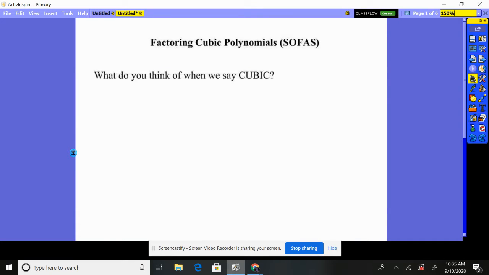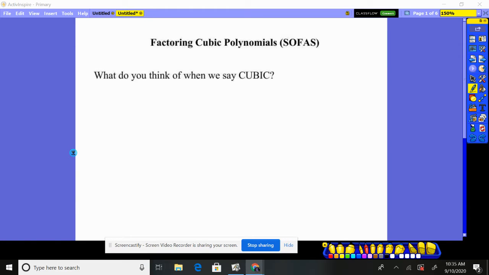All right, we want to look at section 2-4 in Trig, which is going to deal with cubic polynomials, factoring cubic polynomials. So the first question is, what do you think of when I say the word cubic? What does cubic mean? Usually you're probably thinking of like, oh, 2 cubed.